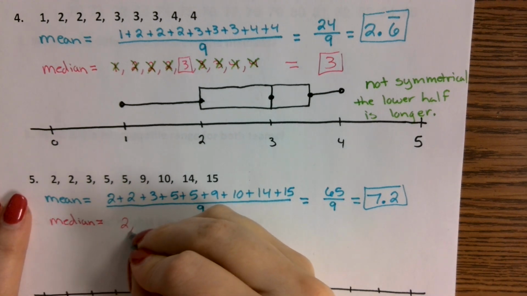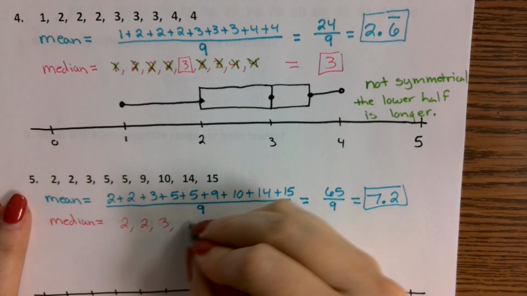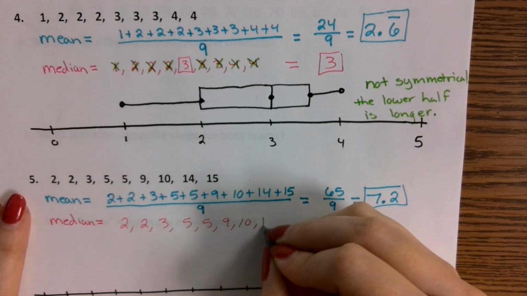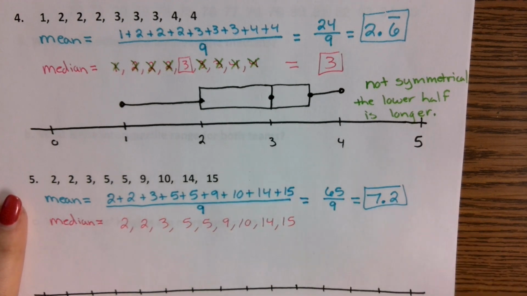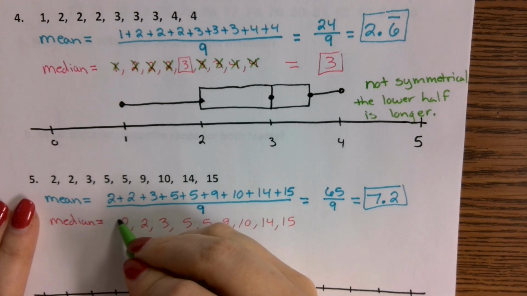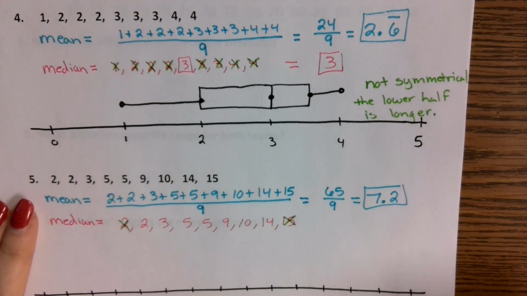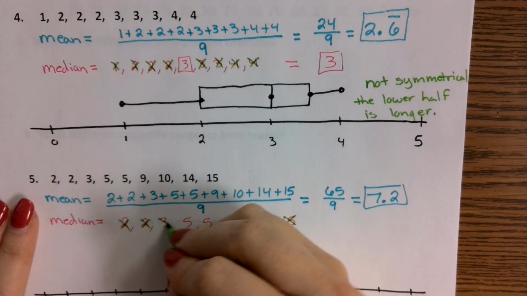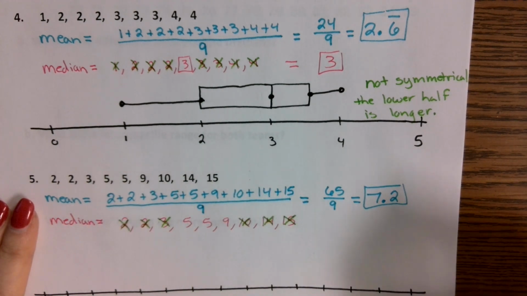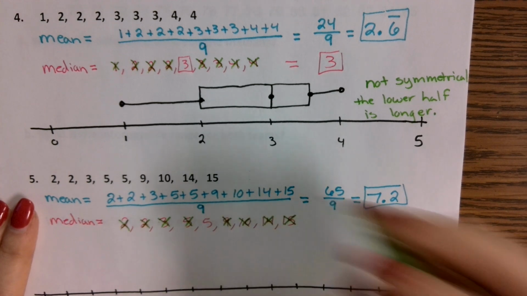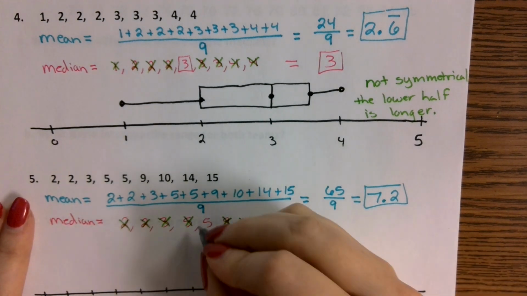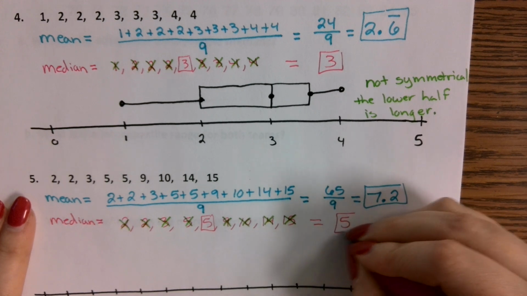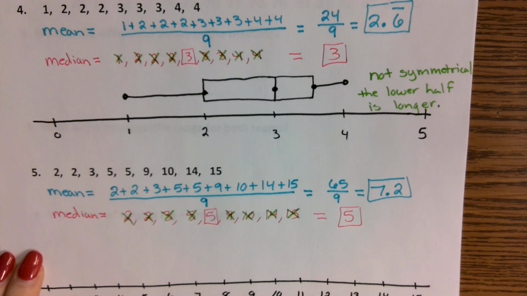Okay, median, again, you want to make sure all the numbers are in order, least to greatest. Always put them in order, least to greatest, and then you just cross them off as you go. We're going to cross off a 2 and a 15, a 2 and a 14, a 3 and a 10, a 5 and a 9. What's our middle number? A 5. Okay, our median is going to be 5.